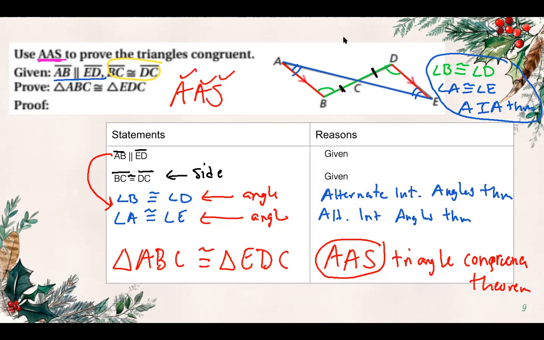I'm actually going to undo this real quick. This proof could have also been done by ASA instead. If I used these vertical angles, then I could have done ASA instead, because right down here I have angle, side, angle, angle, side, angle. So I could have done this by angle, side, angle instead, but since it told me to do it this way, I went ahead and did it that way.